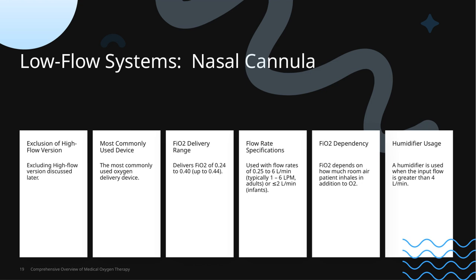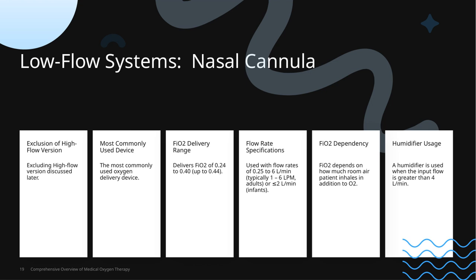Next, humidity plays a role too. When the input flow exceeds 4 liters per minute, we usually add a humidifier. This helps prevent dryness and maintains mucosal integrity, making the therapy more comfortable and effective.